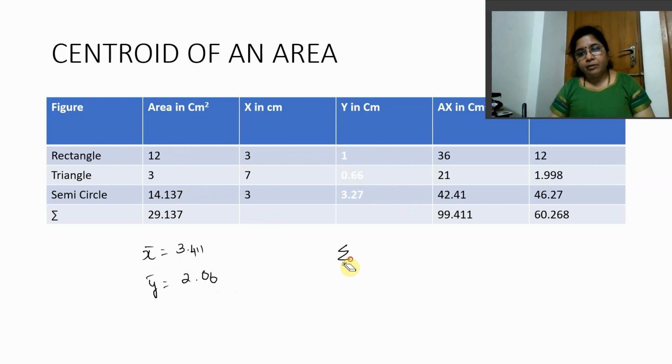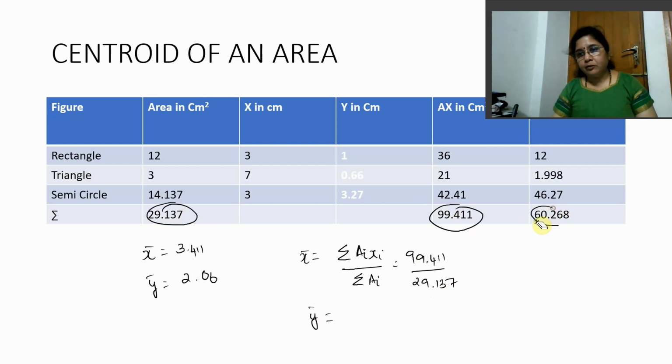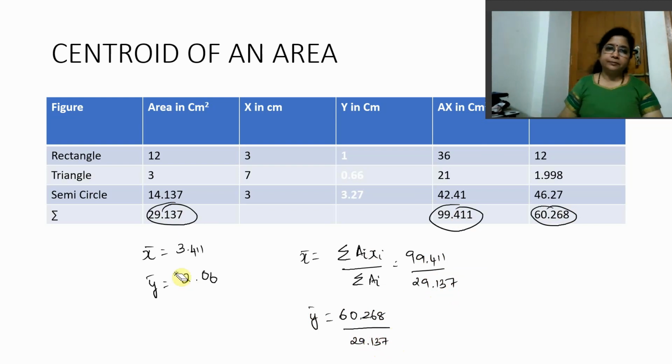Again, to refresh your memory, your x bar is going to be sigma ai xi by sigma ai, which is 99.411 divided by 29.137. Summation of this, summation of this. Y bar is going to be summation of this, 60.268 divided by 29.137. That is what gives me these two answers.